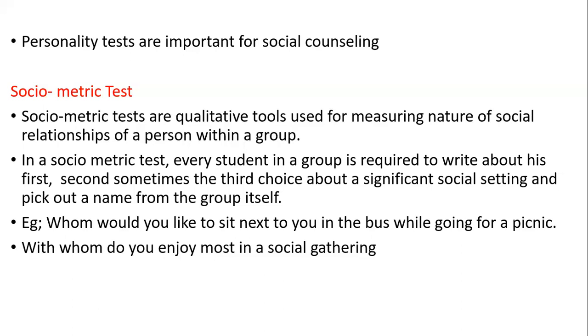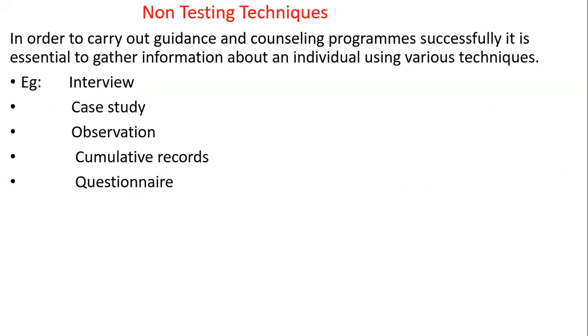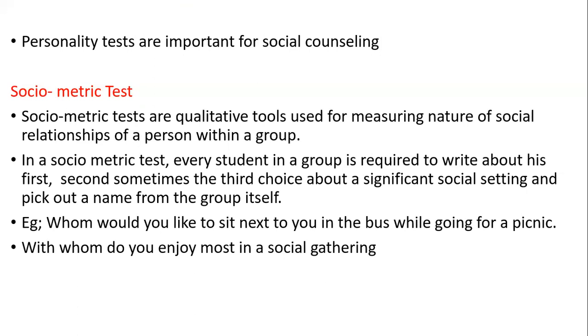As an example, we can ask, whom would you like to sit next to you in the bus while going for a picnic? They will write a name. If they like somebody, they will write that person's name. With whom do you enjoy most in a social gathering? Like that we can find. So from the sociometric test, we find the social stars and the persons who are mostly interacting with others, right? So those are sociometric tests.